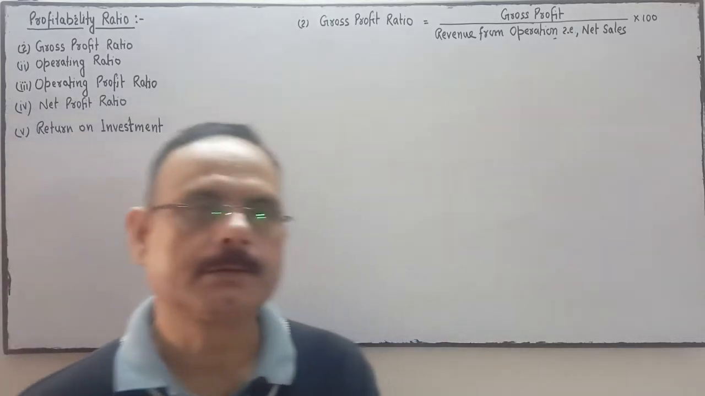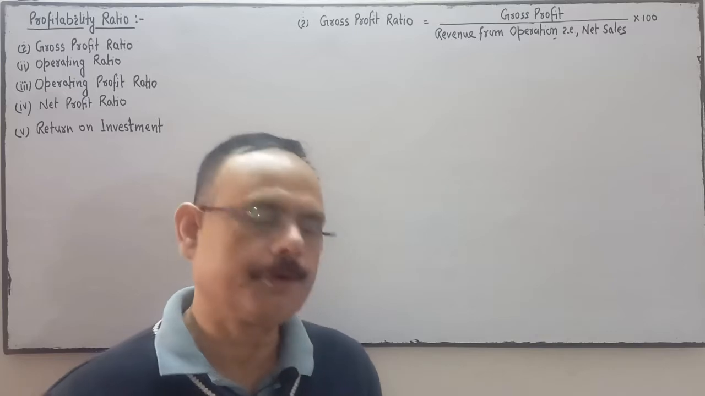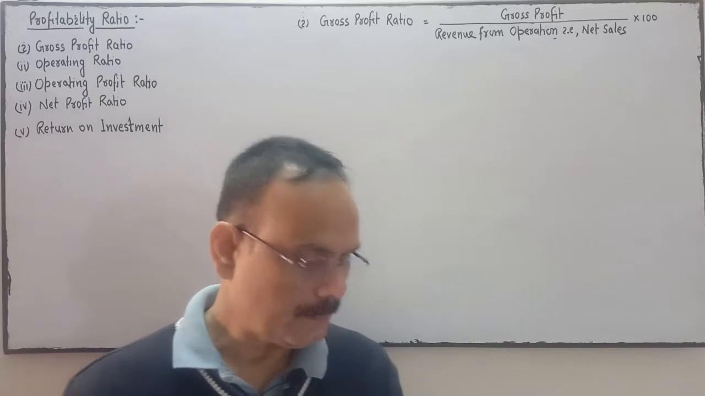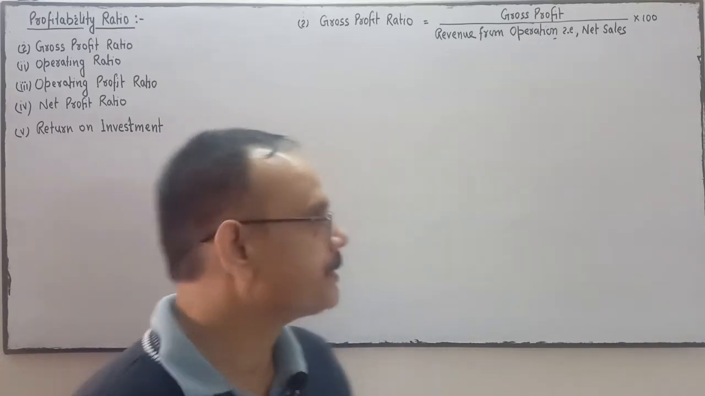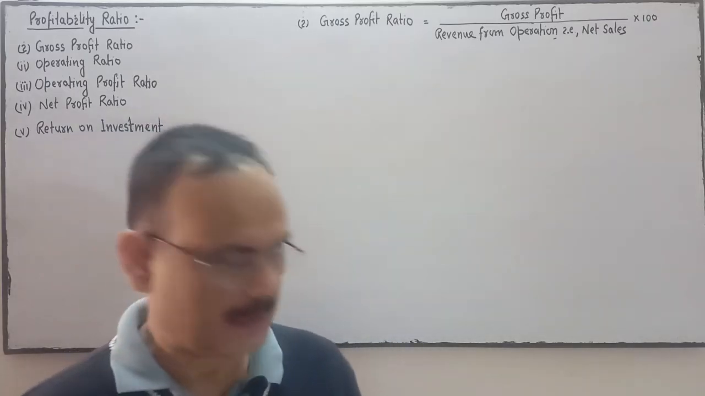Now see the next question of gross profit ratio. The following information is available for the year ending 31st March 2020. Calculate GP ratio. So write the GP ratio formula. Gross profit ratio is equal to gross profit upon revenue from operation into 100.